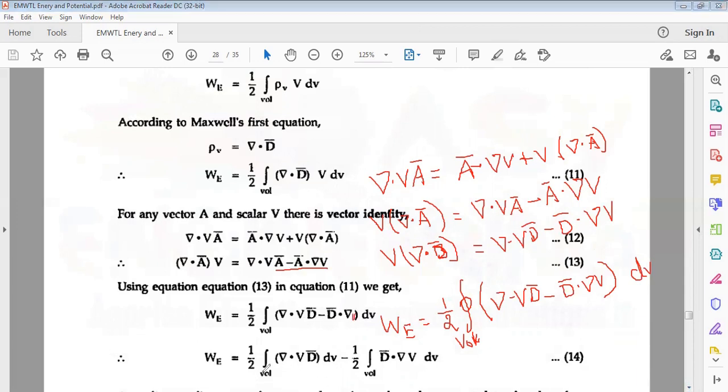Del v into d. So split this into two parts of the integral: 1 by 2 the volume integral of del dot (v d bar) into dv, minus 1 by 2 the volume integral of d bar dot del v into dv. So we got two integrals, del dot (v d bar) into dv minus d bar dot del v. What it matters.